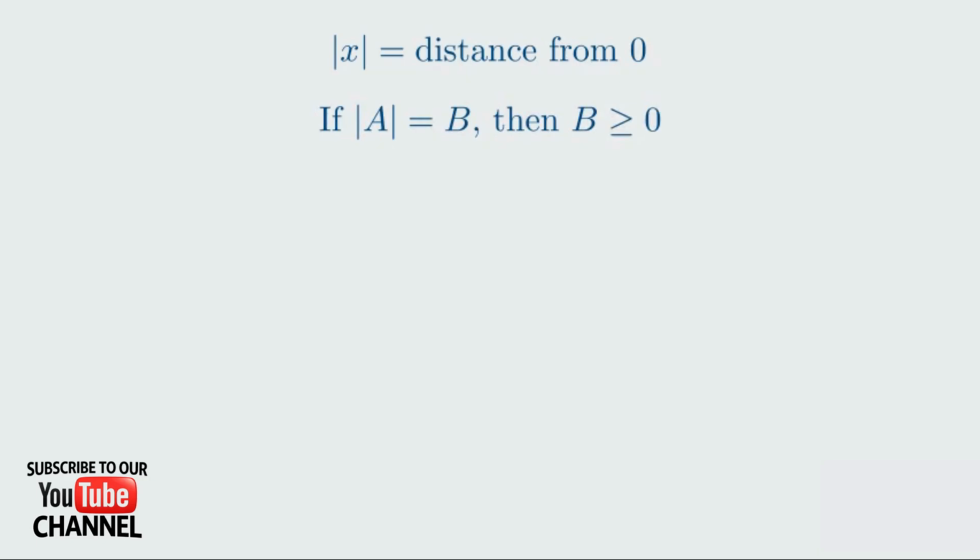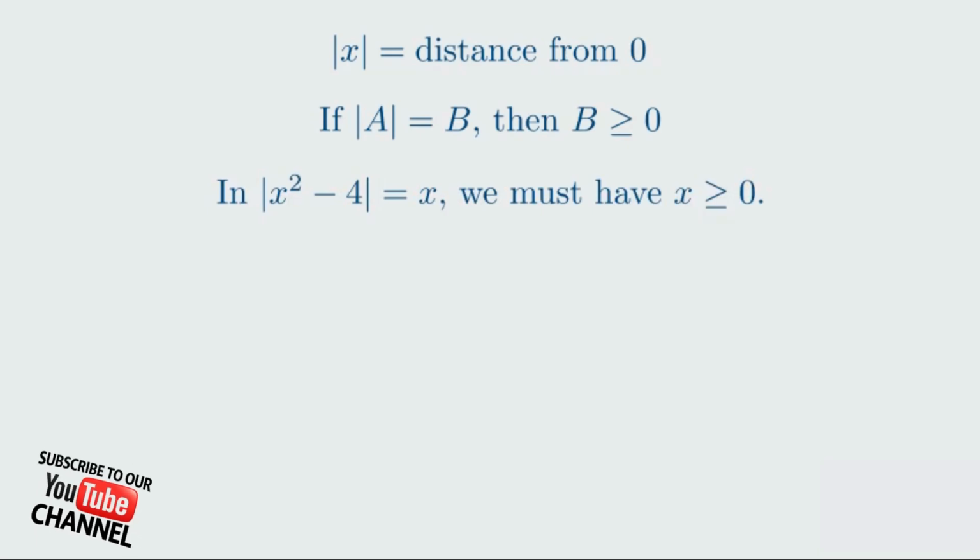Let's repeat that. The expression outside the absolute value must always be non-negative. This is a critical property that acts as a first check on our potential solutions. In our equation, the right side is x. So, for any solution to be valid, x must be greater than or equal to 0. If we find a solution where x is negative, we'll know to discard it. It's an extraneous solution.